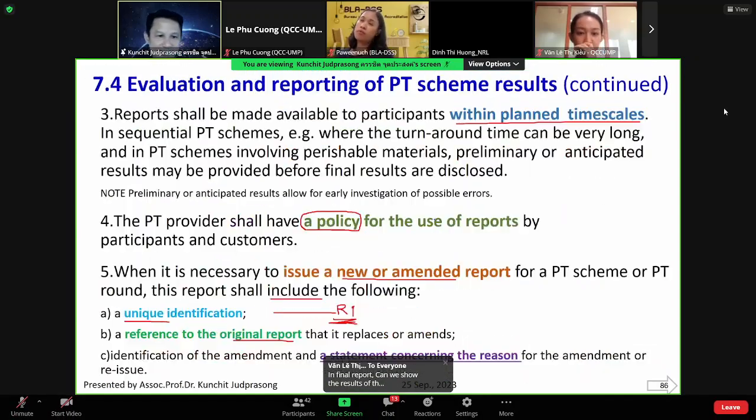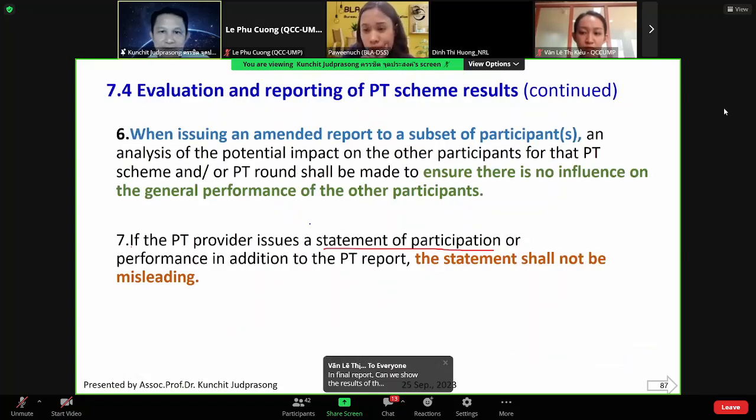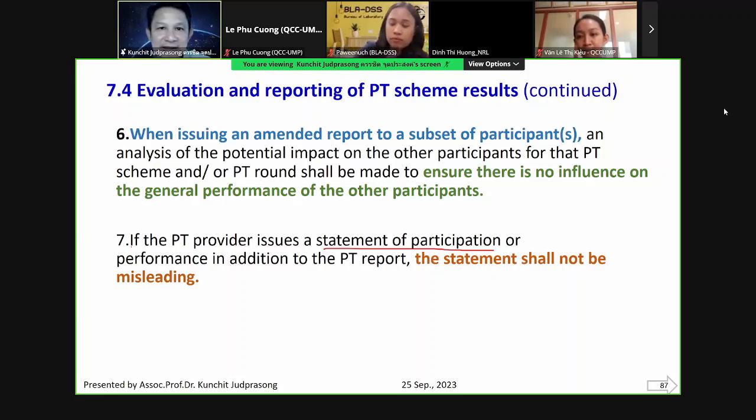Now, are there any questions on clause 7? I have a new question. In the final report, can we show the results of the units using a graph instead of a table, to avoid the table being too long? Okay, it depends on you, but the graph may not be clearly understood.